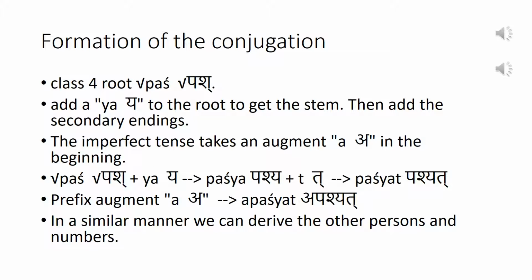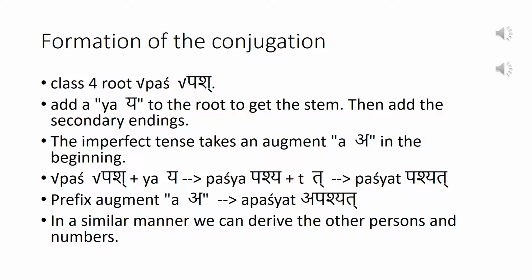The formation of the imperfect conjugation is done in a fashion similar to the present. Let us take the class 4 root pash as we did in lesson 1. As in the case of the present, we add a ya to the root to get the stem, then add the secondary endings. The main difference is that the imperfect tense takes an augment a in the beginning.